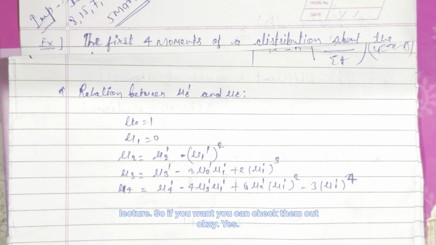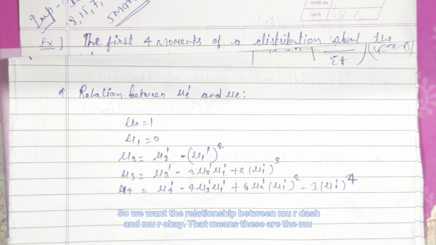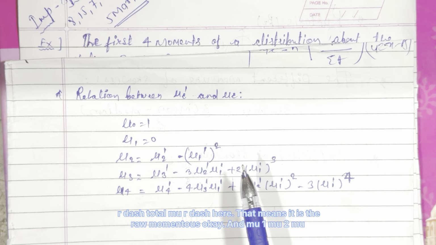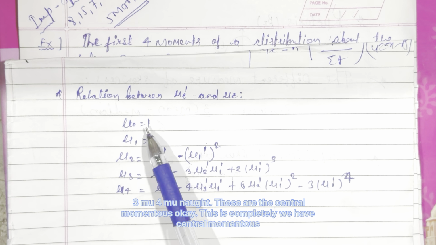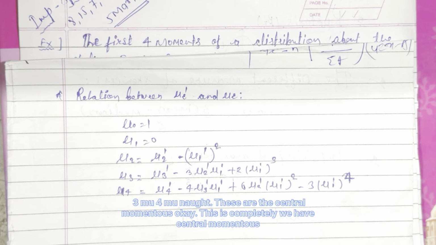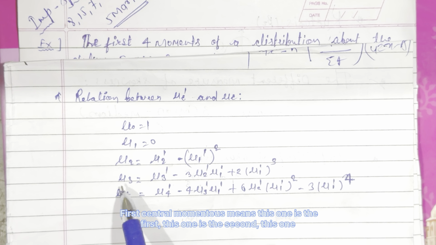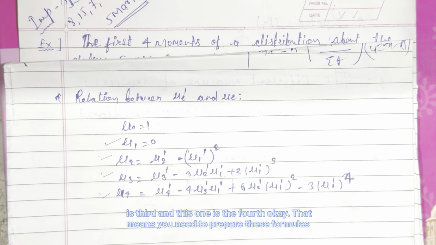So we want the relationship between μr' and μr. The μr' here are the raw moments, and μ1, μ2, μ3, μ4, μ0 are the central moments. These are the central moments, and this one is the raw moment. What we want are the first four central moments: this one is the first, this one is the second, this one is the third and this one is the fourth.